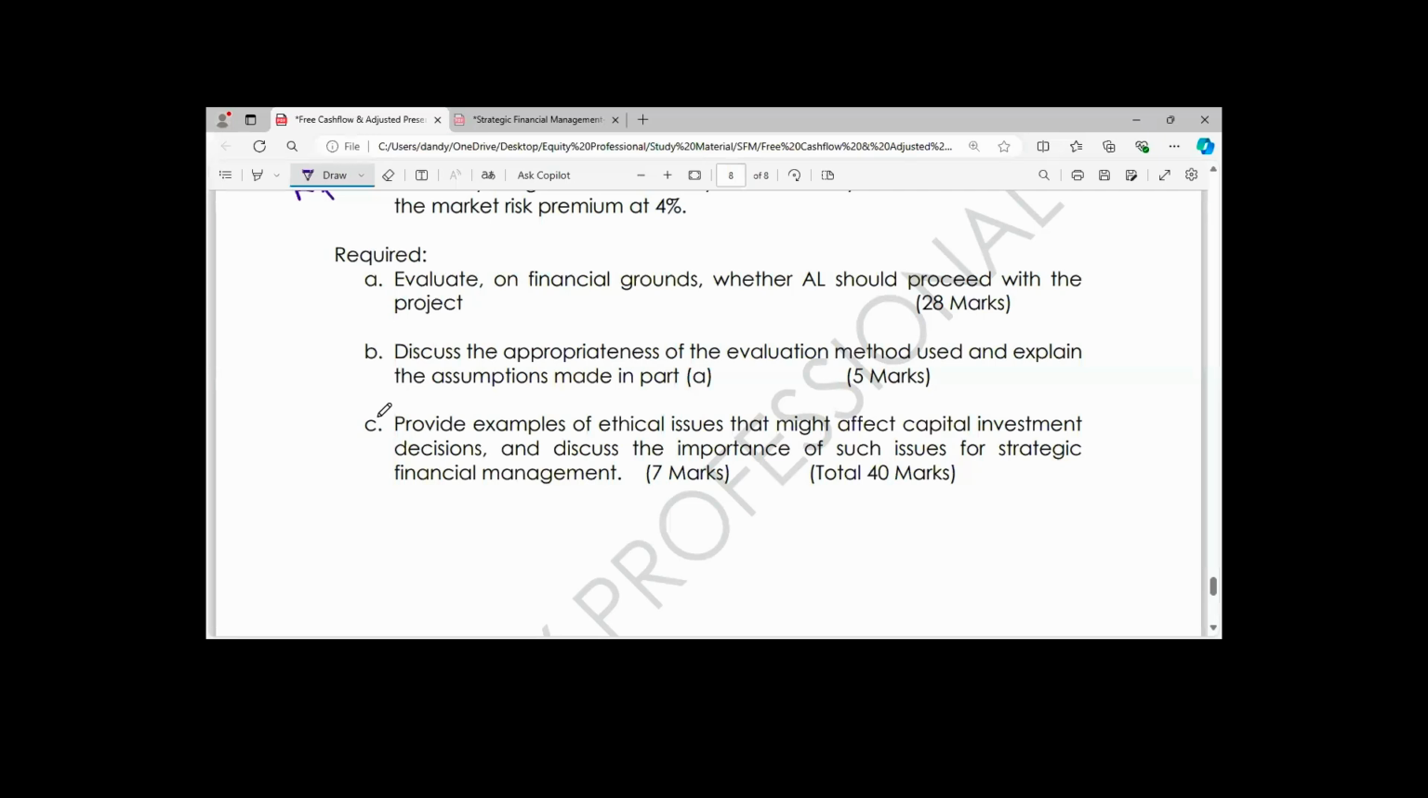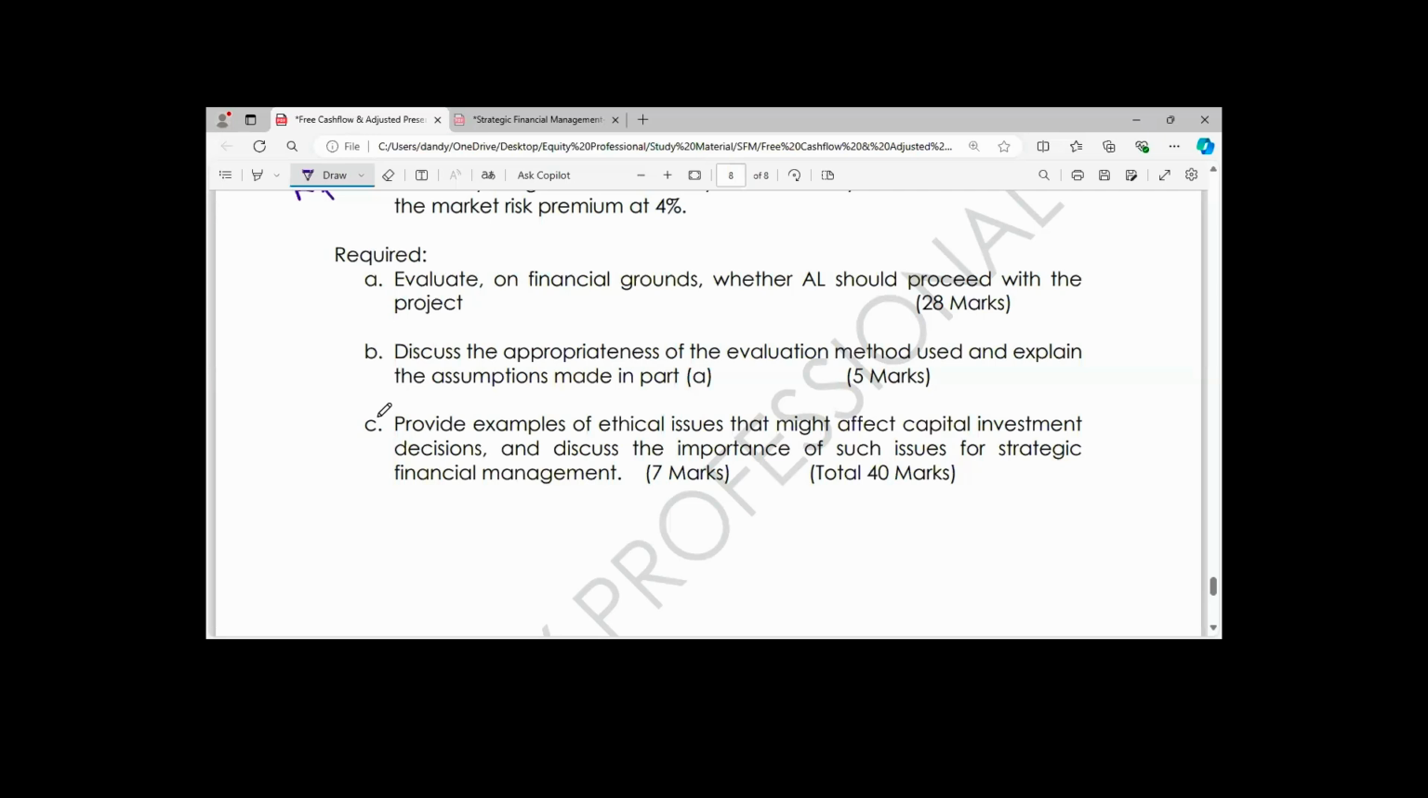Therefore, to solve this question, there are 4 stages for you to be able to earn the 28 marks on the A requirement. The first stage is to calculate the base case NPV. Your base case NPV will be computed as if the company is only financed with equity. You keep it on one side. Then you calculate the present value of financing effect cash flow. What's the present value of issue cost? What's the present value of subsidized loan? What's the present value of tax saved on interest?